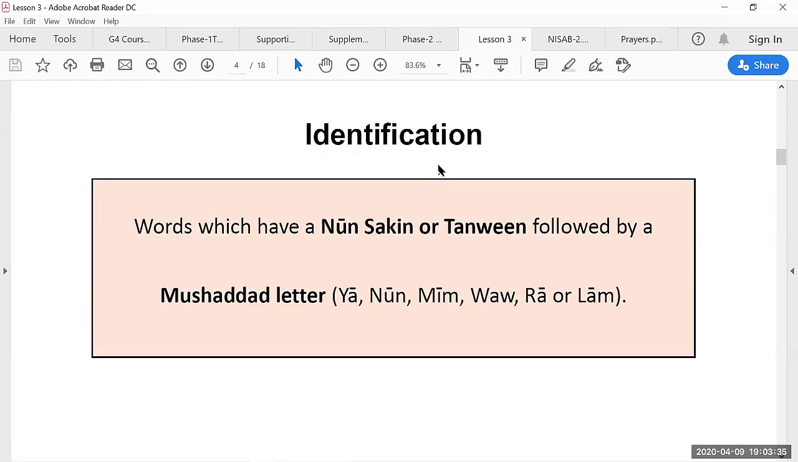To identify the words where we have to apply the rule of idgham, we can just see that there should be a noon sakin or a tanween followed by a mushaddad letter, and it should be one of these 6 letters.